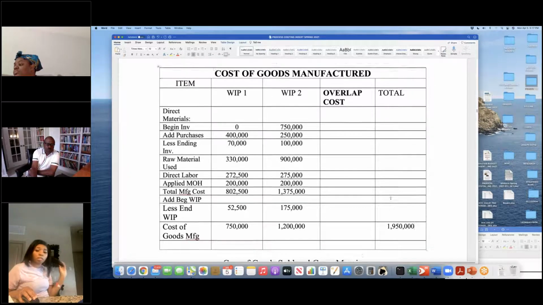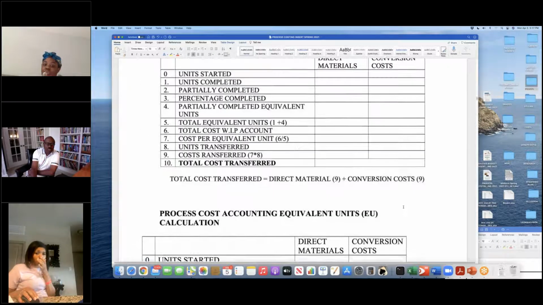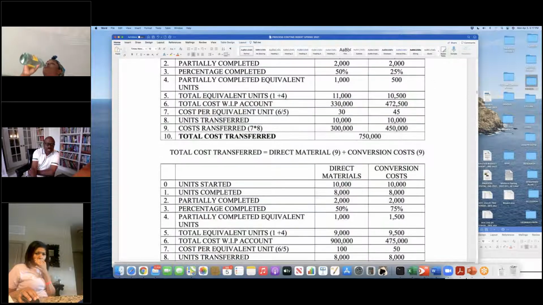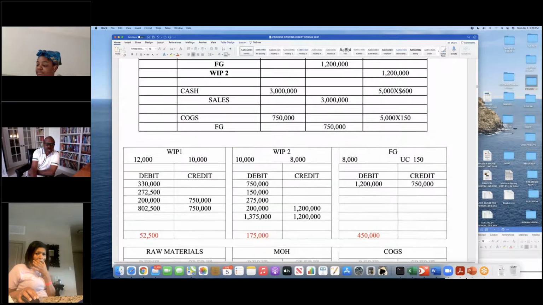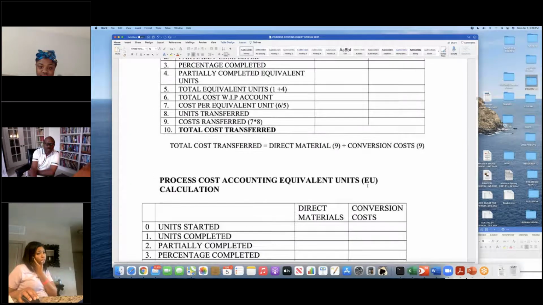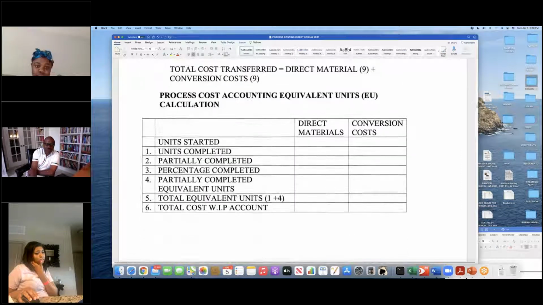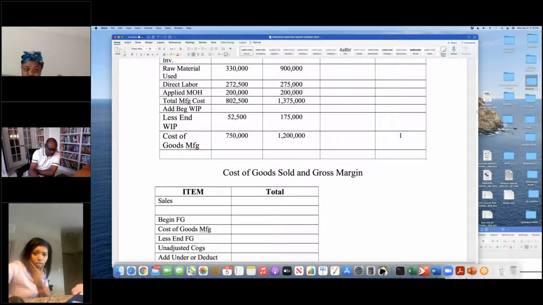Okay, but we know that the cost of goods manufactured is always the number that's transferred to finished goods, right? Which is 1.2 million. So this has to be 1.2. What has to be 1.2? Oh, that over there. Okay, the total.